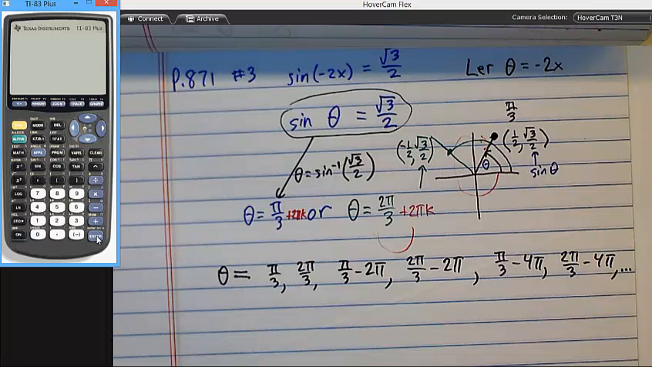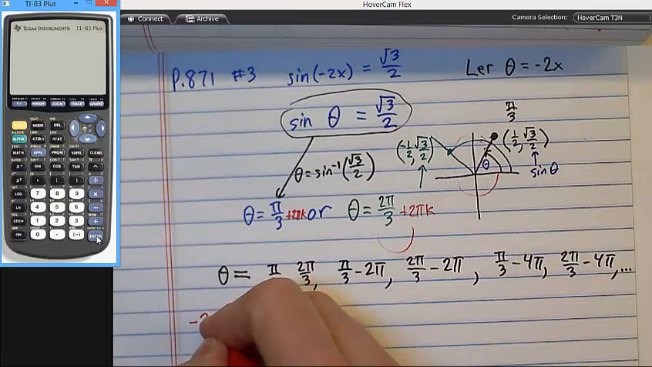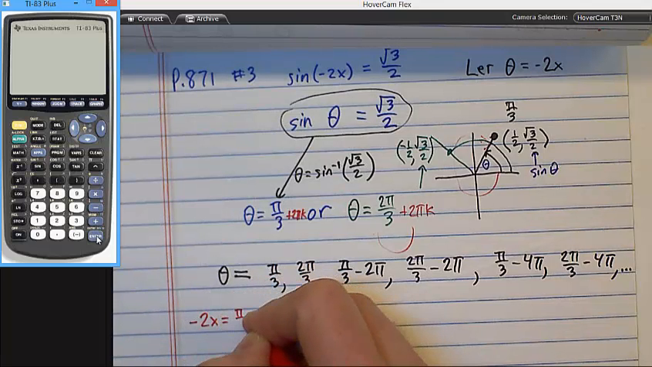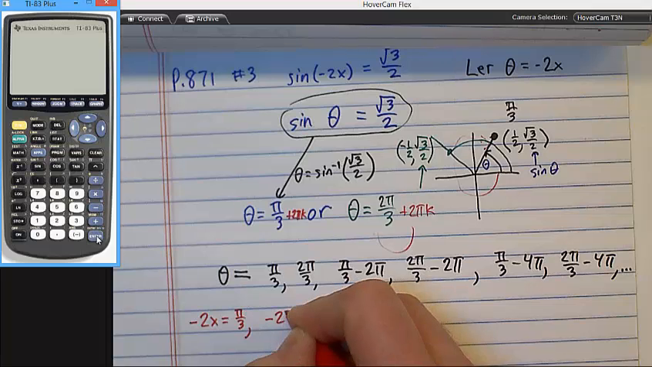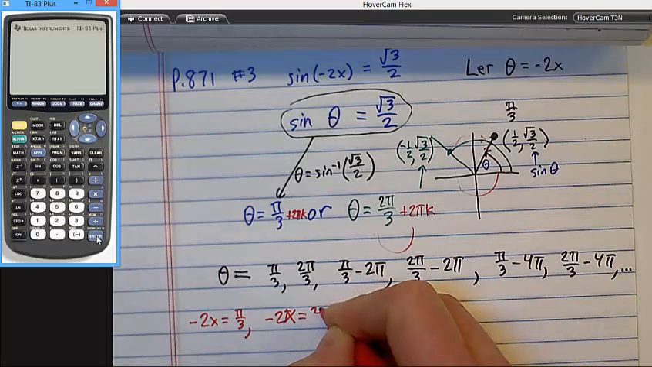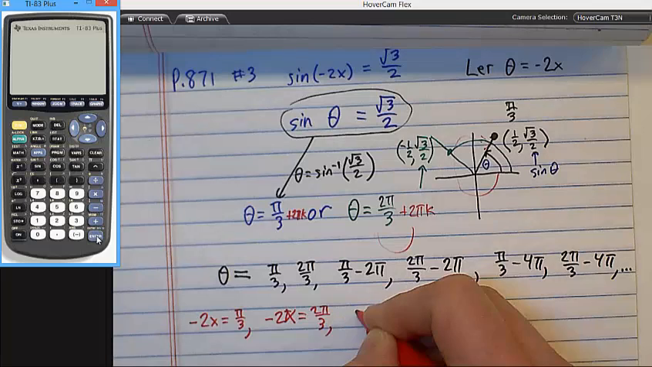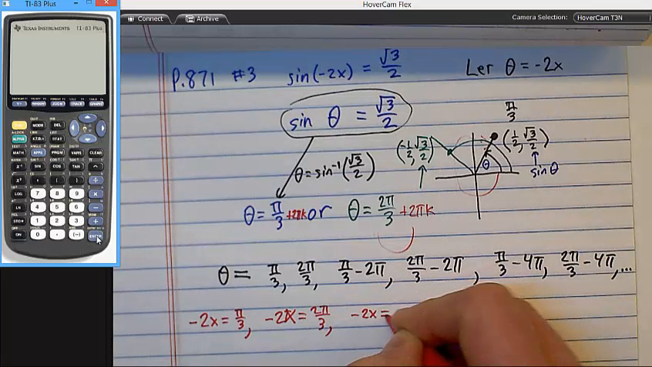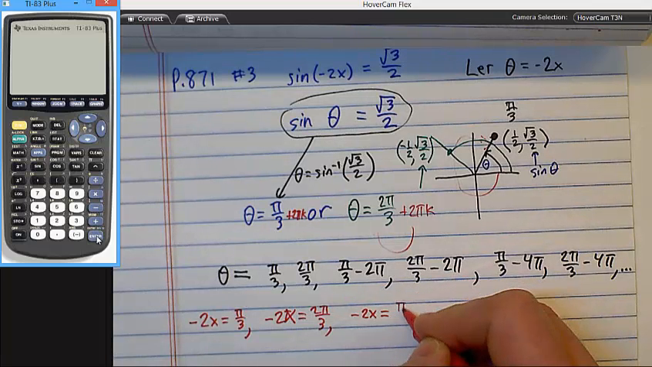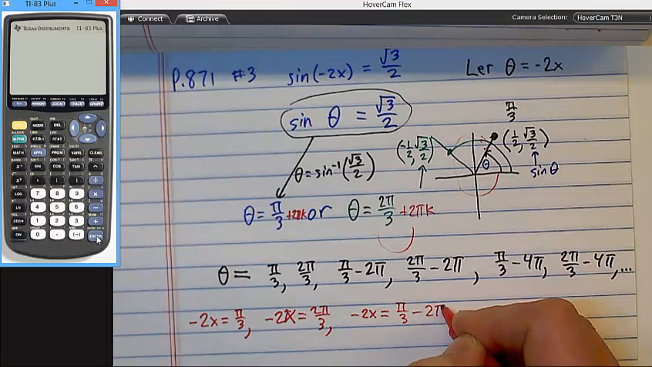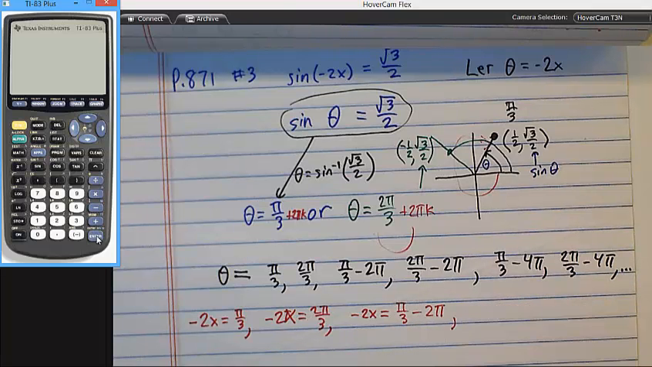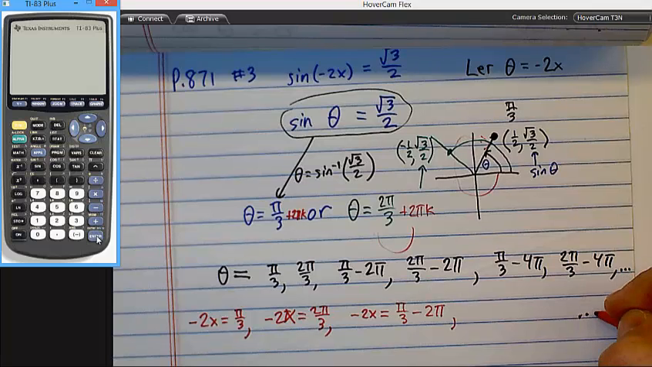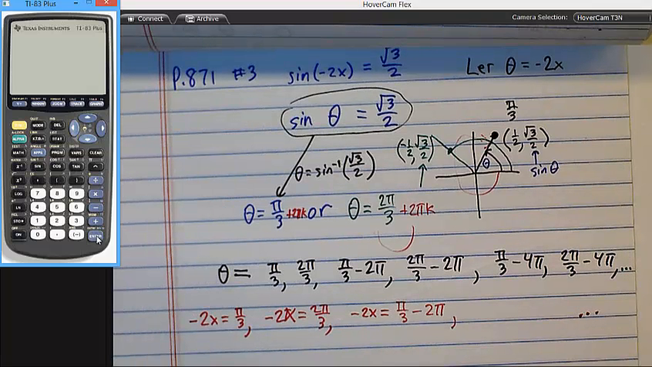So what these equations really say are things like this. Negative 2x equals pi over 3. Negative 2x equals 2 pi over 3. Negative 2x equals pi over 3 minus 2 pi. Okay? And again, there's infinitely many equations. I'll put the dot, dot, dot over here. Okay?